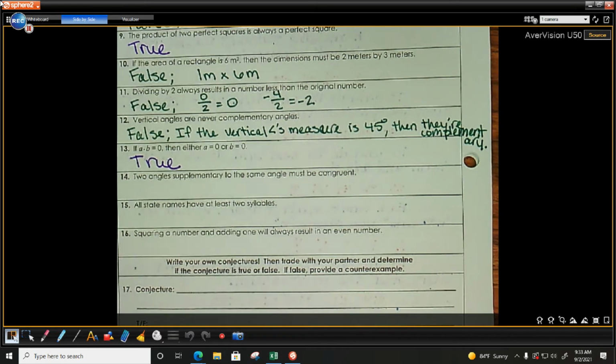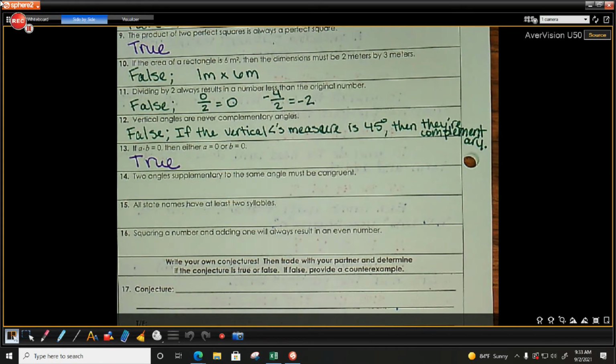Okay, two angles supplementary to the same angle must be congruent. So let's look at up here. If I have this angle, what's supplementary to 135? 45. Okay. And if I look this way, this angle is also supplementary to 135, right? So are these the same? Yes. If I have a value and I'm adding something to it to get 180, if I take that same value, I have to add the same thing to it to get 180. So would the two angles be congruent? Yeah. Yes. So this is true.